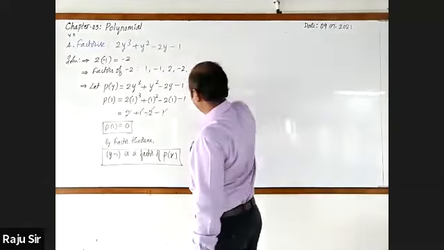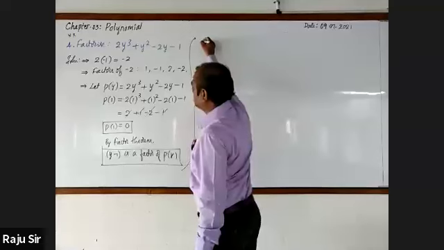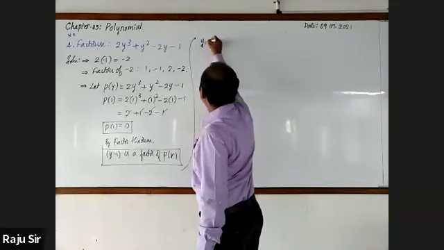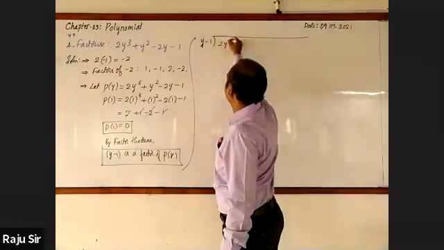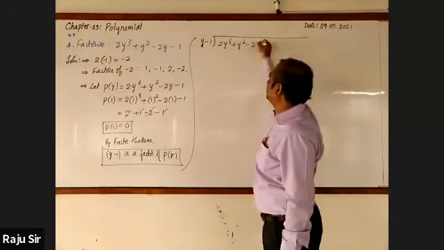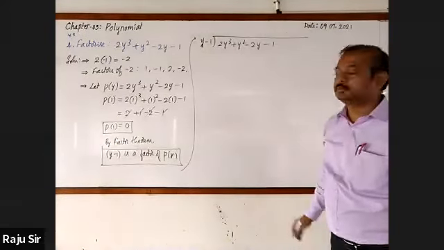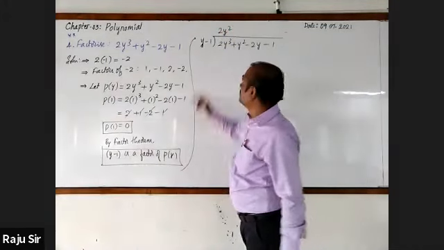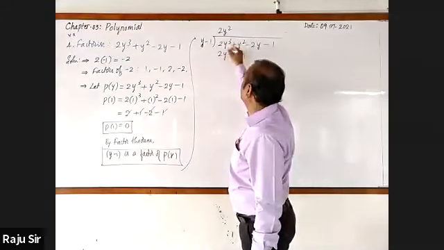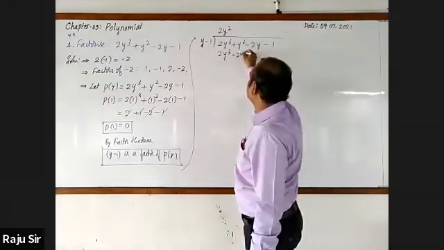So the quotient is 2y square plus 3y plus 1. Correct. Let me write that here. It is y minus 1. From this, we are going to divide 2y cube plus y square minus 2y minus 1. Now, with y, you can multiply 2y square. So 2y square into y, 2y cube, 2y square into minus 1, minus 2y square.